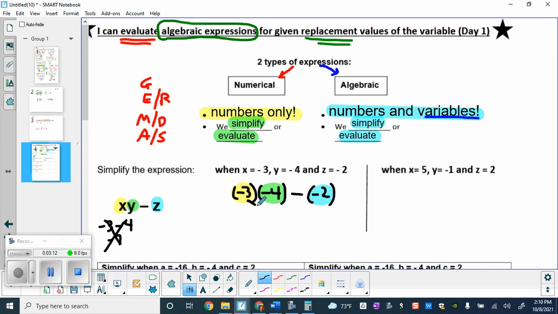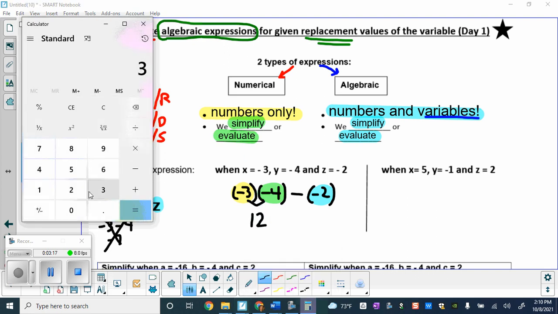Anytime you see a negative times a negative, it's going to be a positive answer. And if you need your calculator there for that, that's okay. You've got a 3, make it negative. Do times 4, make it negative. And there's your positive 12.